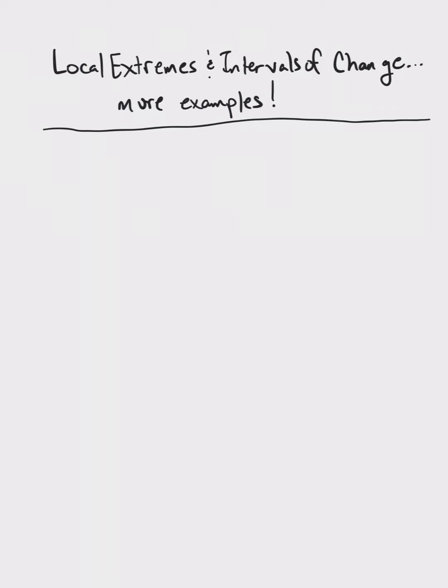Hi there. So, if you remember earlier, we were talking about local extremes and intervals of change, but we didn't get to very many examples, so I wanted to do a few more examples. All right, so let's just start here, and let's say I have f of x is (3x plus 1) times e to the 2x. And I want to find, first thing I want to do is find the critical numbers.